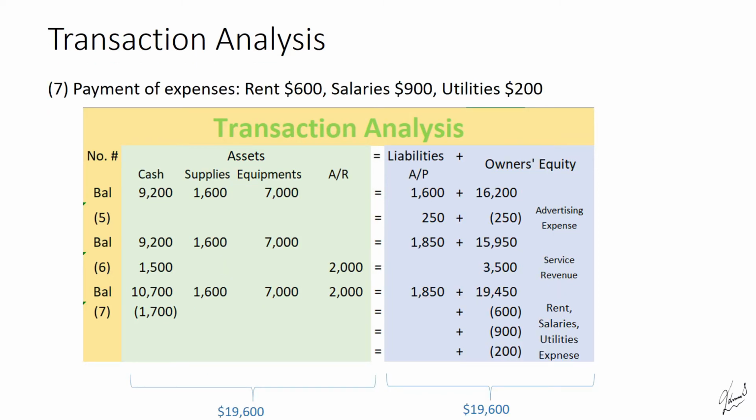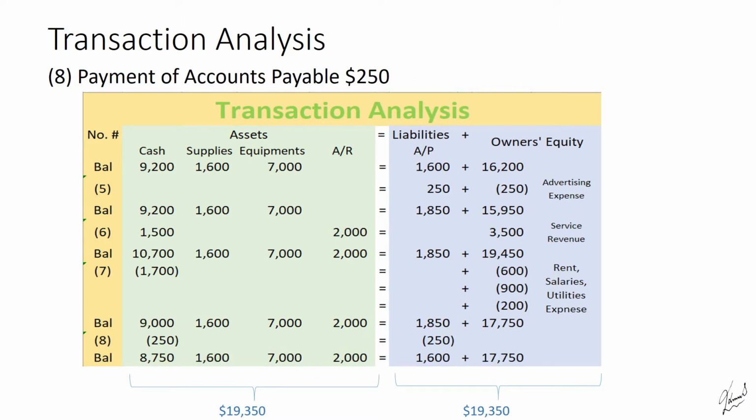Payment of services. Rent 600, salaries 900, utilities 200. So expense is part of owner's equity. When expenses increase, owner's equity decreases. So first of all, let's deduct these expenses from owner's equity. In the owner's equity section, you can see rent, salaries and utilities expense has been deducted from owner's equity. At the same time, how we are going to pay this? By cash. So let's move to the assets section. Under cash, in the number 7 row, we have deducted 1700. That is sum of the rent, salaries and utilities, and we have deducted the amount under cash. Let's move to the next transaction.